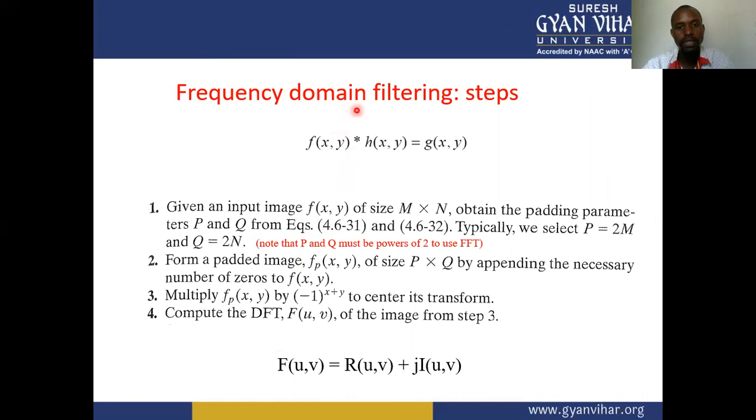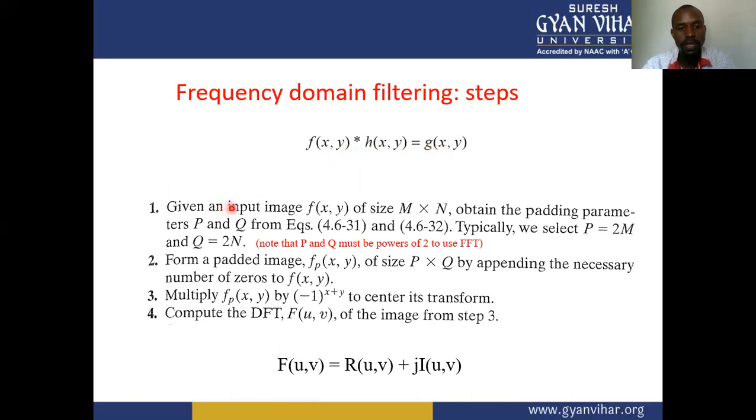Now let us look at the steps involved. When we represent our image in the spatial domain, f(x,y) is our input image, multiplied by the transfer function in the spatial domain, and then we get our filtered image.